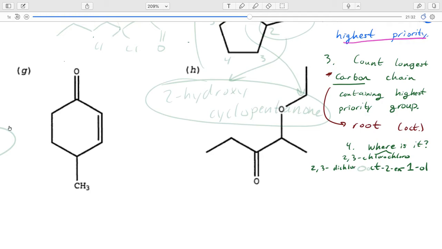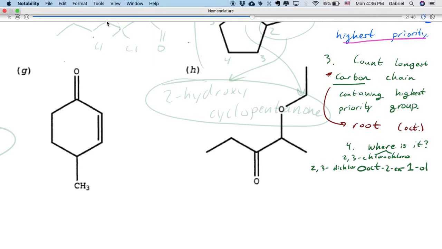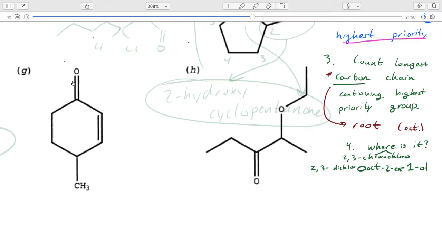I don't need the dash right there. 2,3-dichloro. We need 2 O's there. 2,3-dichloro oct-2-ene-1-al. That's how we name that particular compound. And of course, you see we have a double bond in there, which does go off with rule number 6 up here. But again, until we get into stereochemistry, don't worry about that too much.